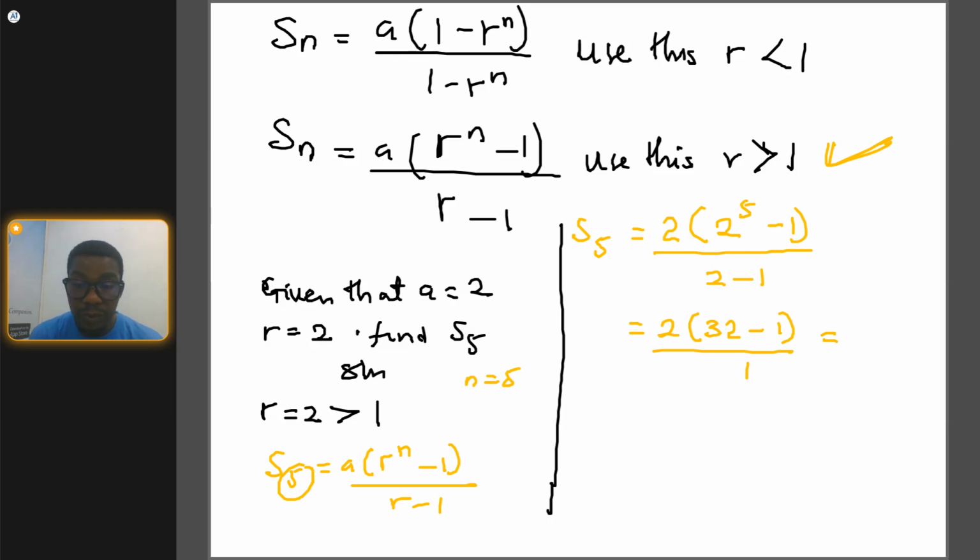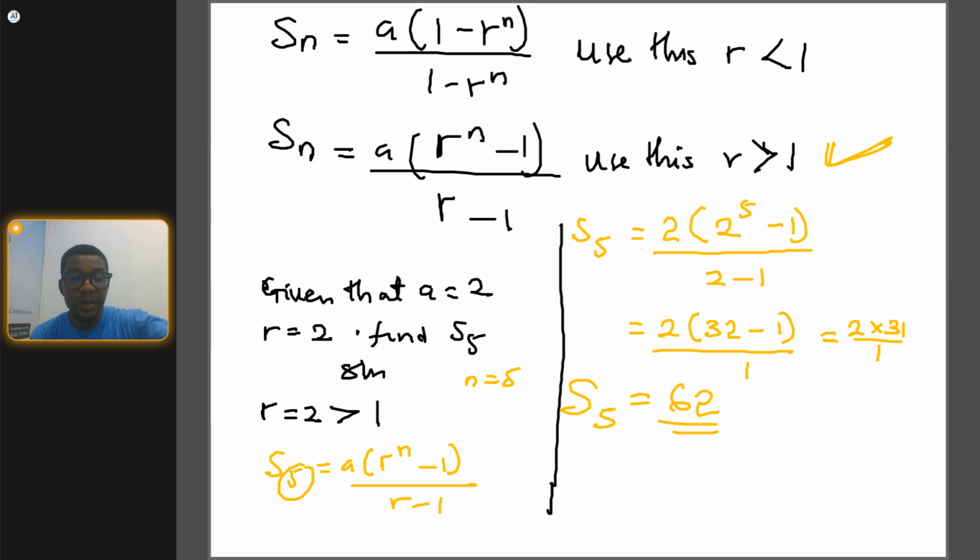So subtract 1 from 32, we have 2 times 31 over 1, and multiply 2 by 31, we're going to have 62. So the sum of this geometric progression is 62. The sum of the first 5 terms, which is x5, is equal to 62.